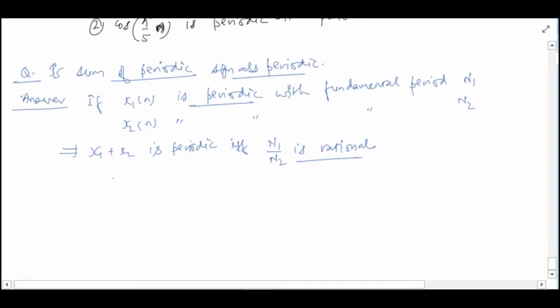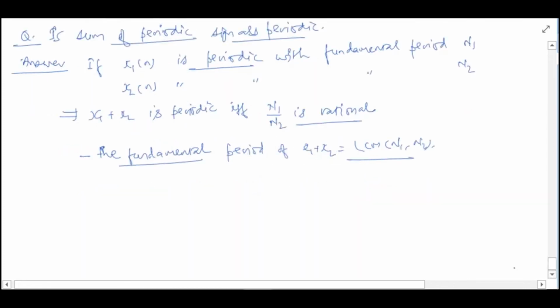And if x1 plus x2 is periodic, the fundamental period of x1 plus x2 is the LCM of n1 and n2. Well, we didn't define the fundamental period of discrete time periodic signals. So for that, let's see the following.